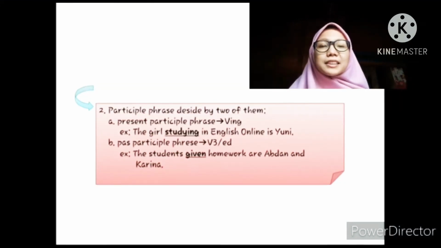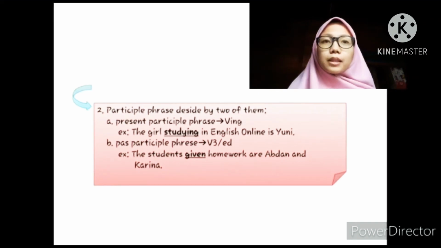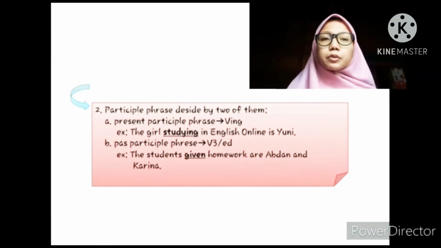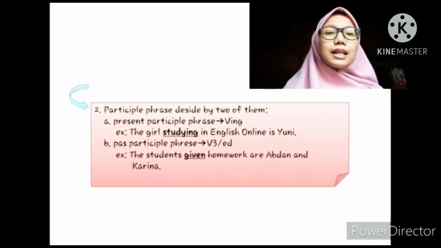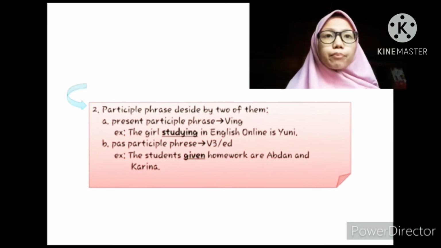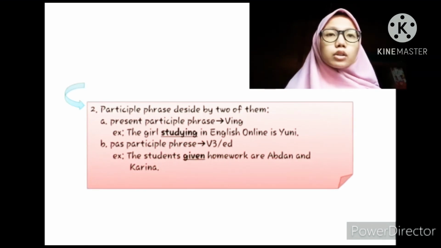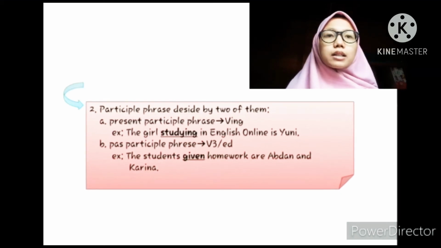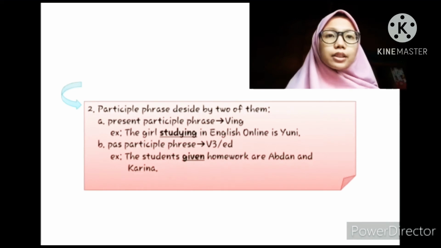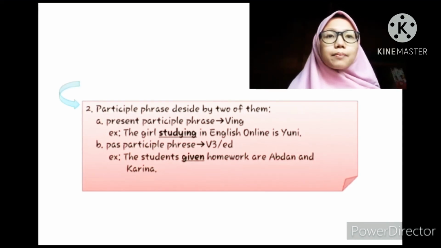Number 2, participle phrases are divided into two types. First, present participle uses verb plus -ing. For example, the girl studying English online is Yuni. Second, past participle uses verb 3 or -ed. For example, the students given homework are Abdan and Karina.